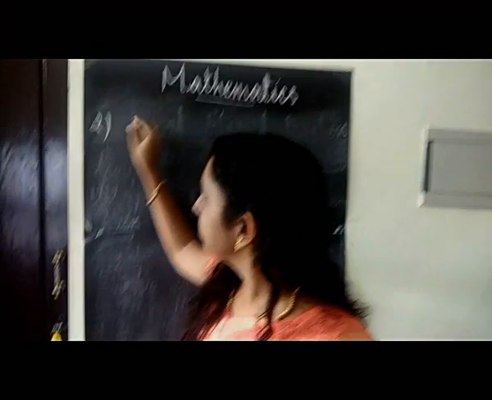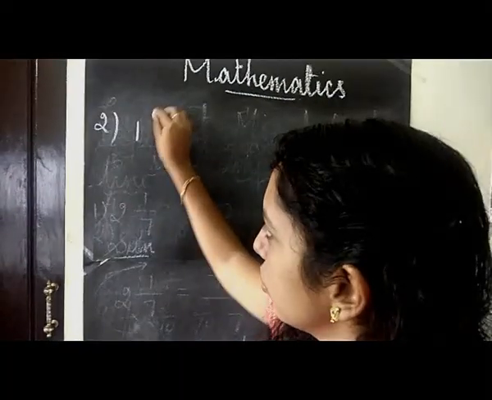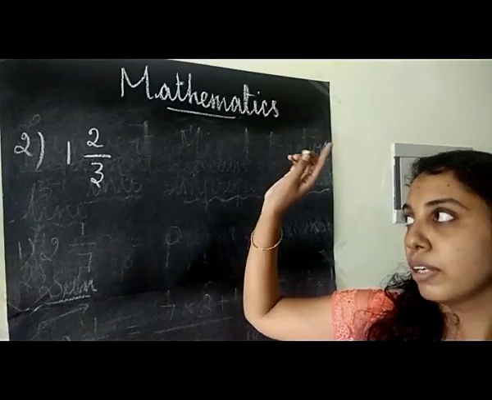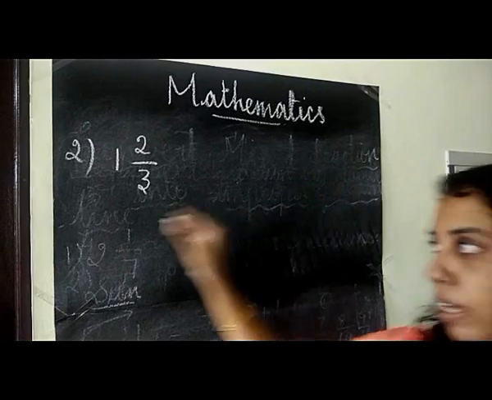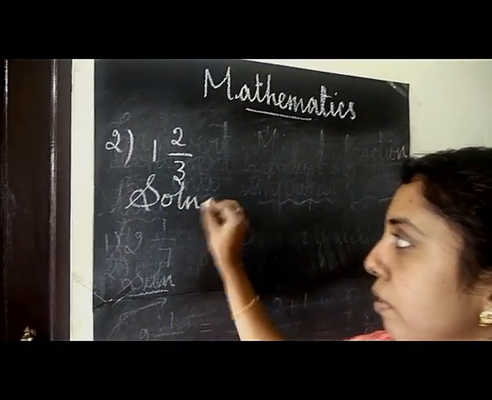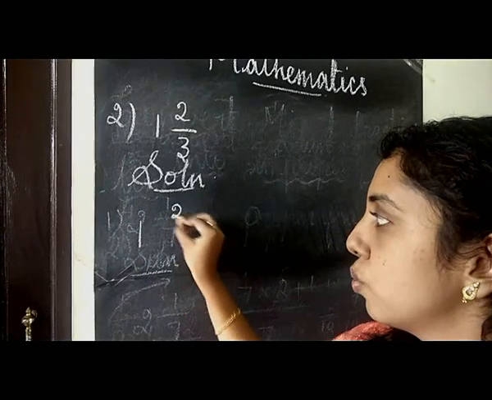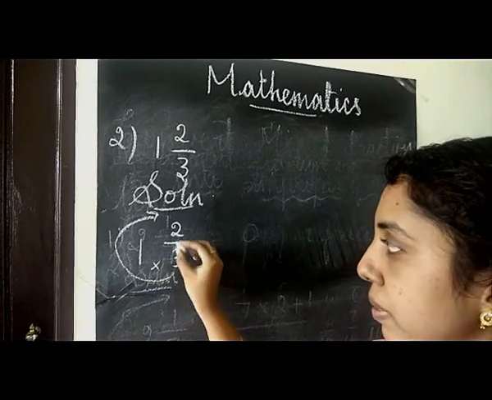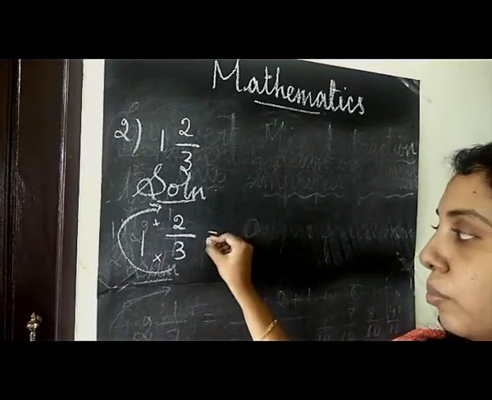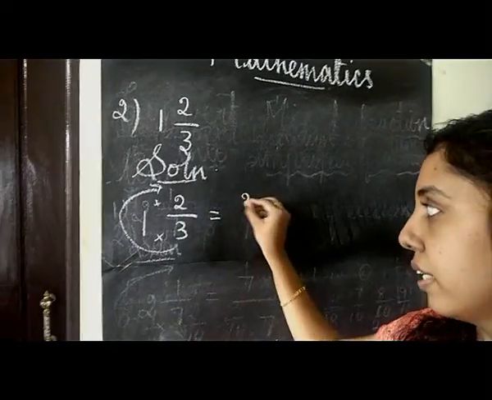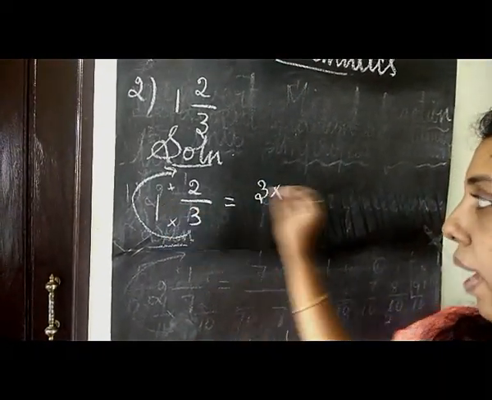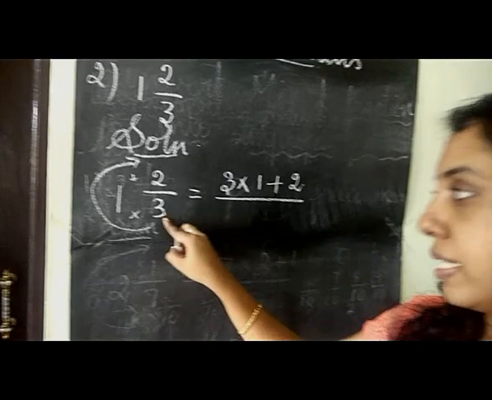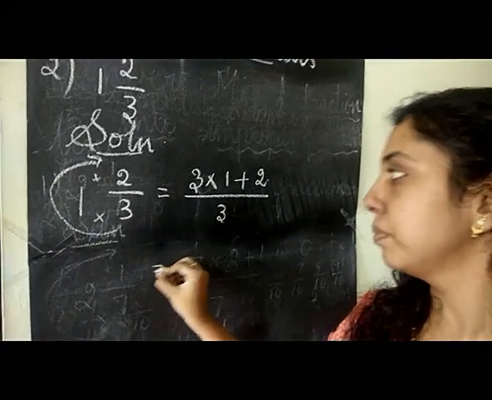Next problem is 1, 2 by 3. So it's mixed fraction. We are going to convert this mixed fraction into improper fraction. Solution. So 1, 2 by 3. We can use this method as I said. We should multiply these two numbers, then addition of these. This is numerator. In the numerator we can write 3 into 1 plus 2 divided by the same denominator 3. You can solve this now.